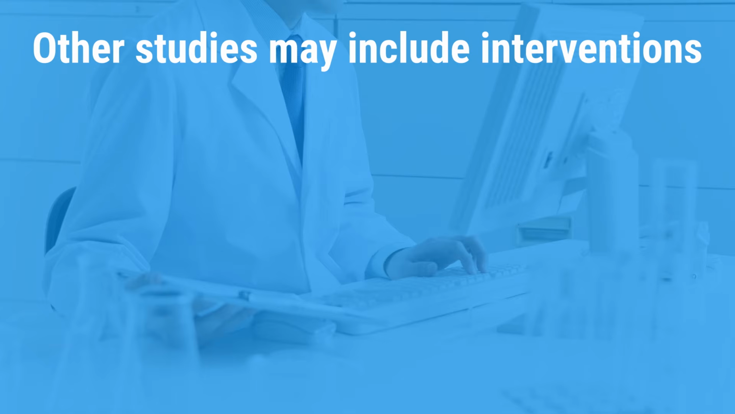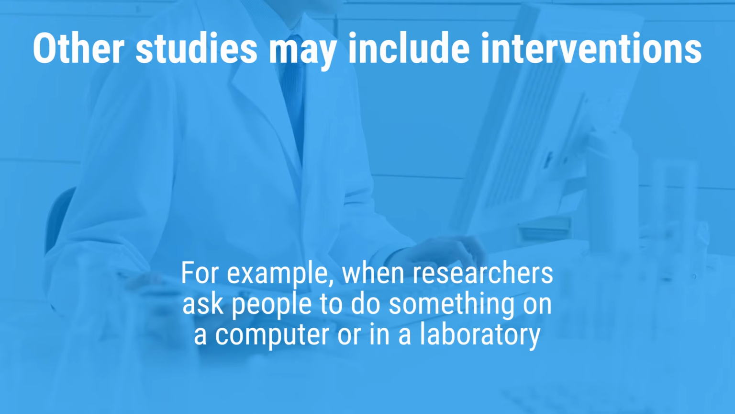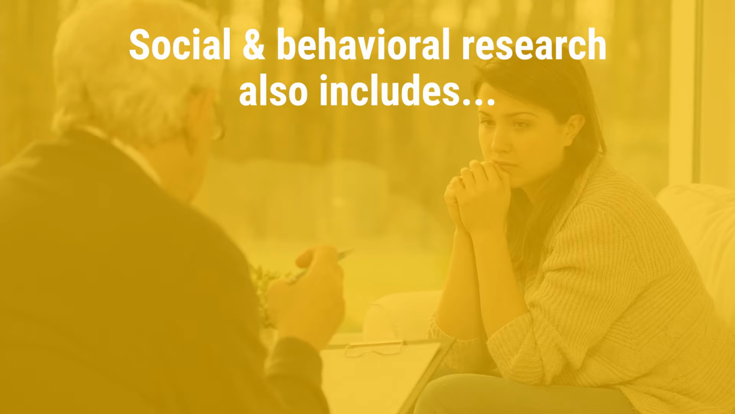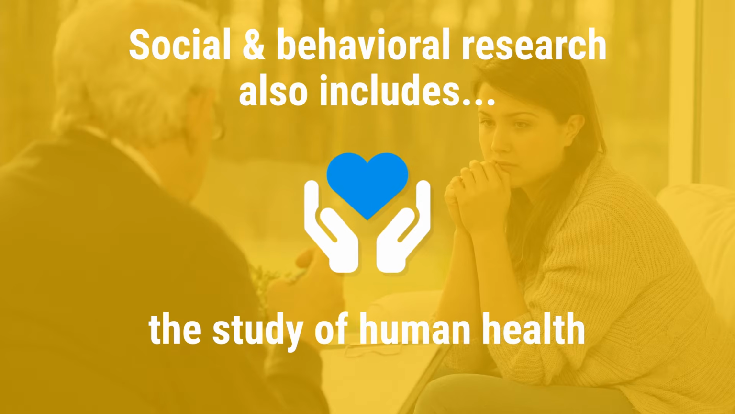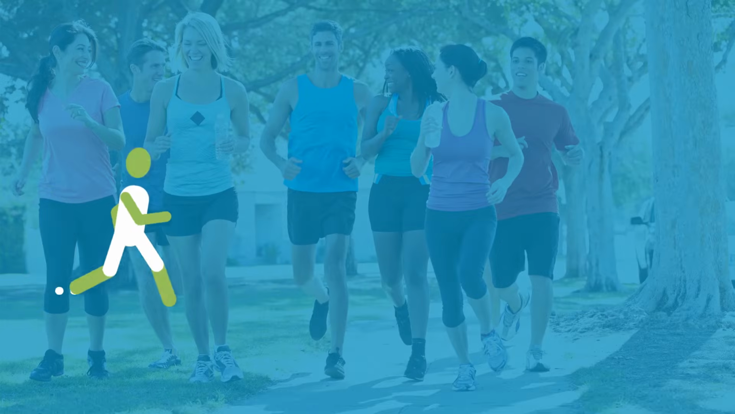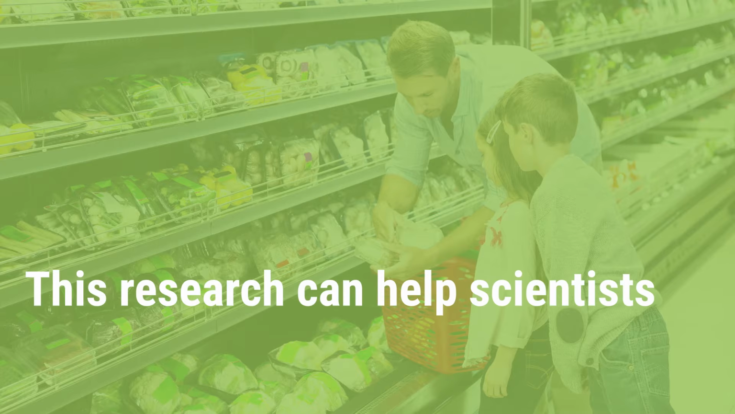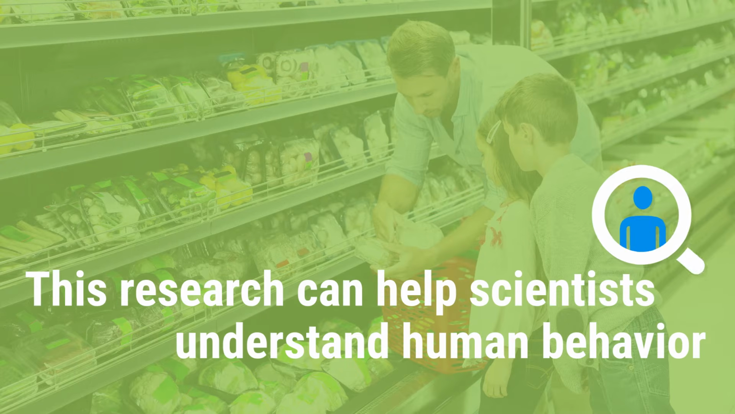Other studies may include interventions. For example, when researchers ask people to do something on a computer or in a laboratory setting, and then record how people react. Social and behavioral research also includes the study of human health, how behavior can affect people's health, and other factors related to healthcare. This research can help scientists understand human behavior, so they can develop ways to help people become healthier.